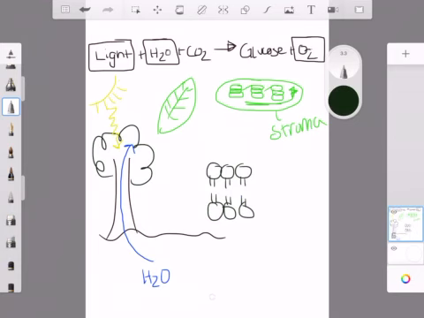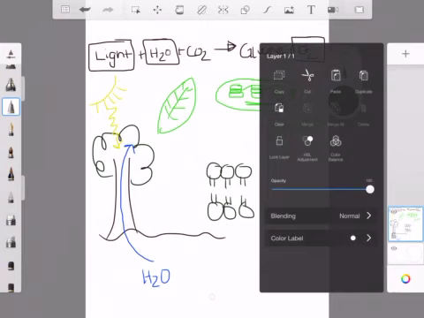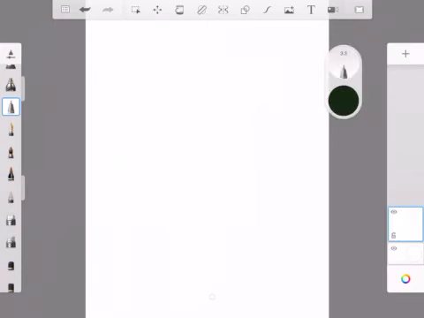So let's get started. Let's delete that. So please leave that. Don't erase any of that. Just put this right next to that big tree, because that's important to know where it happens and the reactants and the products.